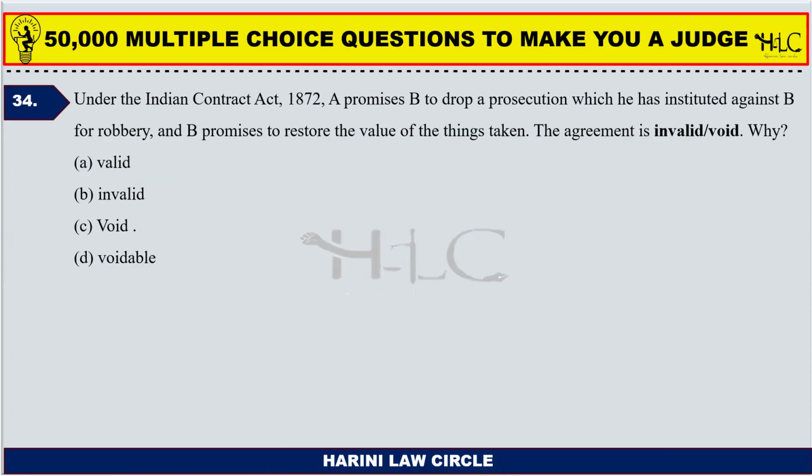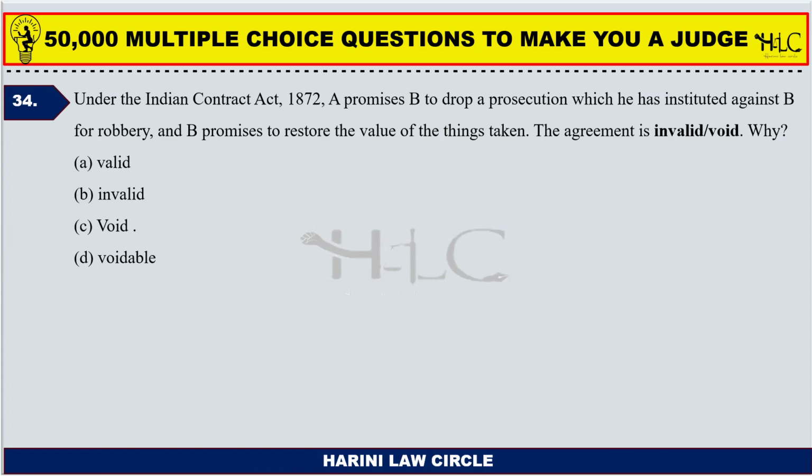Next, question number 34. Under the Indian Contract Act 1872, A promises B to drop a prosecution which he has instituted against B for robbery, and B promises to restore the value of the things taken. The agreement is invalid or void, and why? So the answer is void.